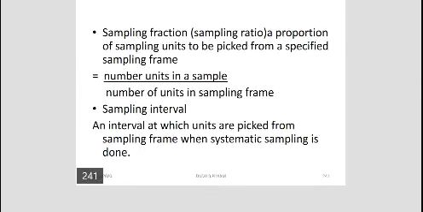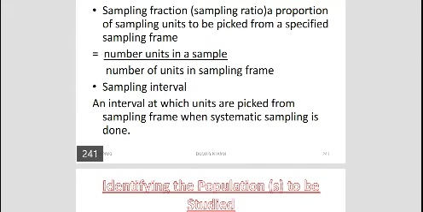Then we have sampling interval, an interval at which units are picked from the sampling frame when systematic sampling is done. This we're going to see when we get to systematic sampling, what it's all about. But now, you should know that when we say sampling frame, it's the whole population. And the sampling unit is that sample you pick from a sampling frame for your study.